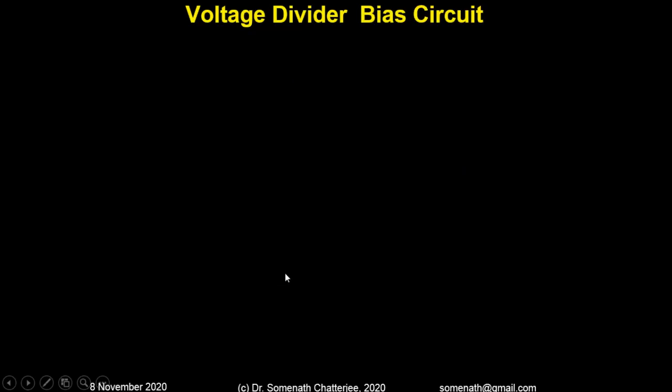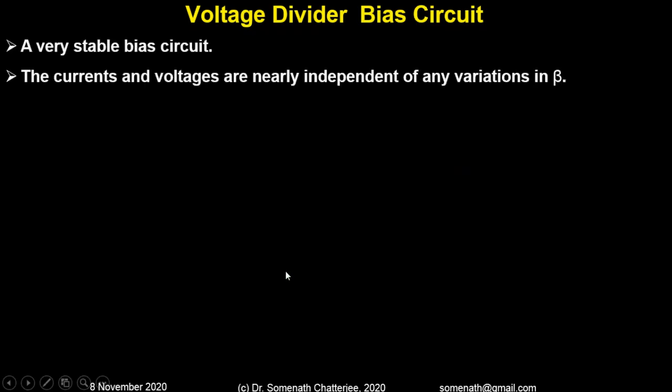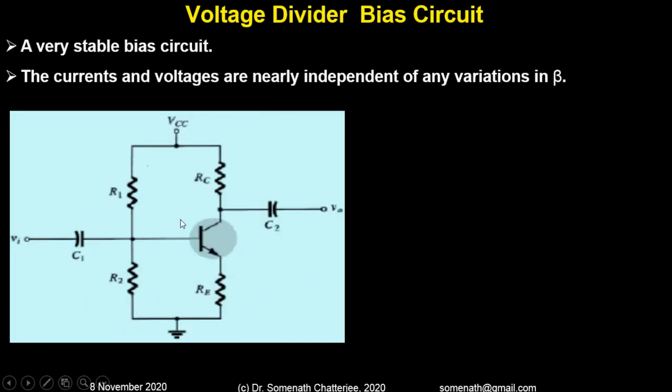Now we will switch to the voltage divider bias circuit. What is the voltage divider bias circuit? It is a very stable bias circuit, I told you already, and the currents and voltages are nearly independent of any variations in beta. That is the important thing. Here in the circuit there is R1 and R2, we are using two resistances instead of one base resistance, and the rest of the terms are the same.